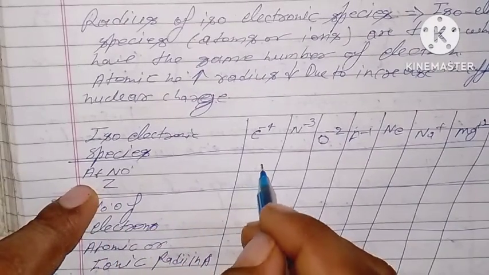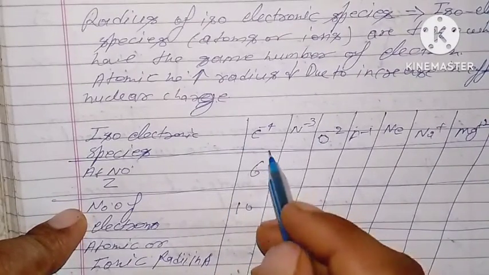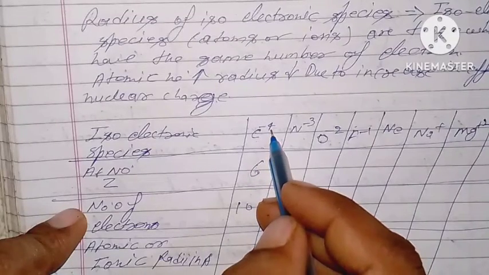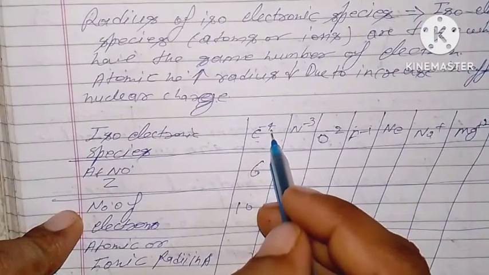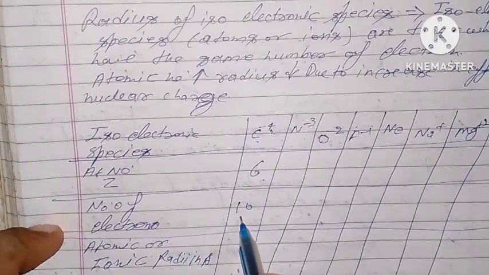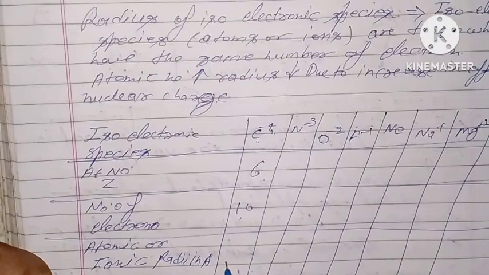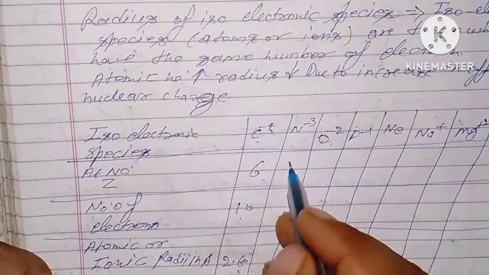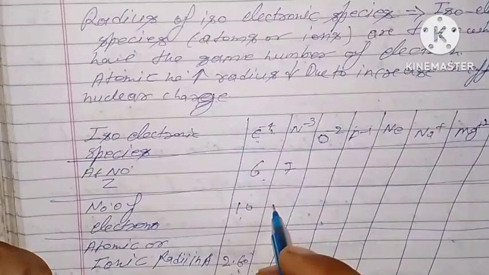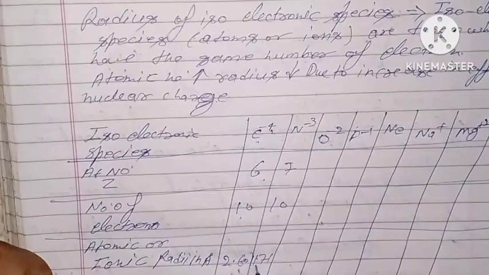Atomic number Z of carbon is 6, and the number of electrons is 10, because 6 is its own electrons and C-4 means 4 electrons are gained by carbon, so 6 plus 4 is 10. Its ionic radius is 2.60 angstrom. Nitrogen -3 has atomic number 7, total number of electrons 10, and ionic radius 1.71.